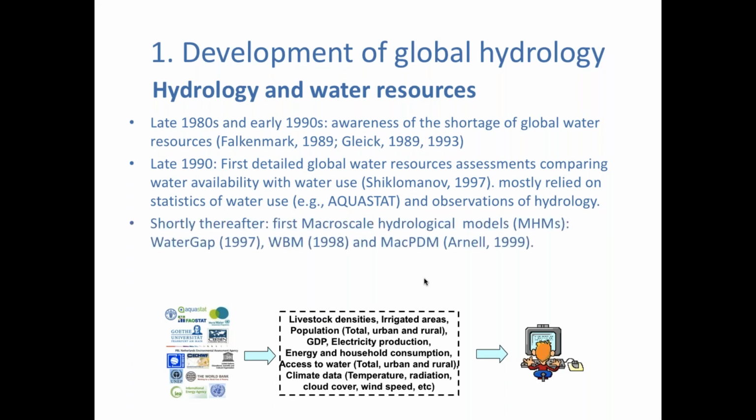Now later on, they wanted to have a little bit more granularity in these assessments, and also do projections into the future. So the first macro-scale hydrological models, or MHMs, came about, of which WaterGAP is probably the first one, by a German group led by Joseph Alcamo, and after that WBM, Charles Vörösmarty's group, and MacPDM by Arnell. So these were the first 3 global hydrological models.